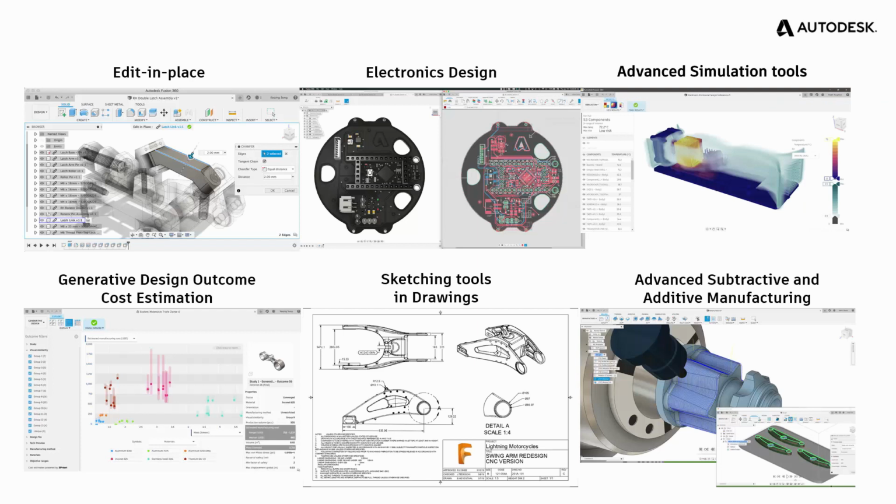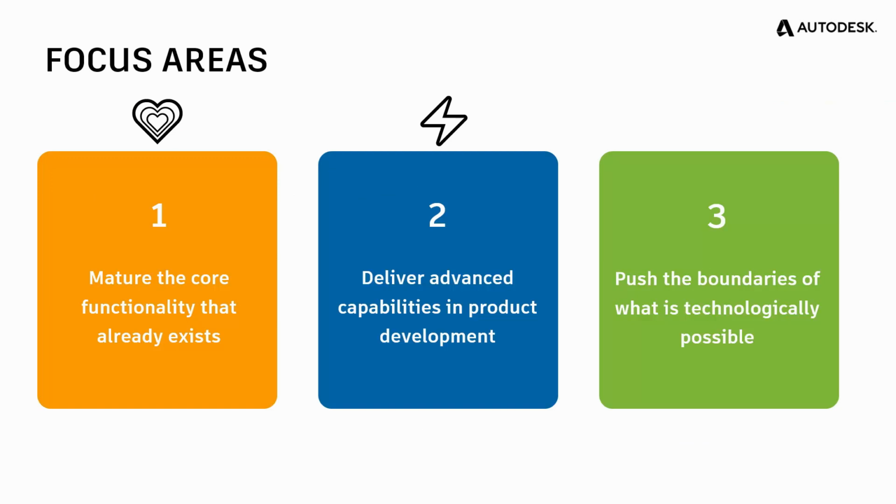And clearly, we continue to focus on advanced subtractive and additive manufacturing capabilities, many of which we've already talked about today. The key thing here is that we continue to focus on the three key pillars: to mature the core functionality that already exists in Fusion 360, to continue to deliver advanced capabilities in Fusion 360 to allow you to develop more powerful products, whilst continuing to push the boundaries of what is technologically possible with the Fusion 360 product, innovating new technologies such as generative design and others to give you a real competitive edge in your marketplace.